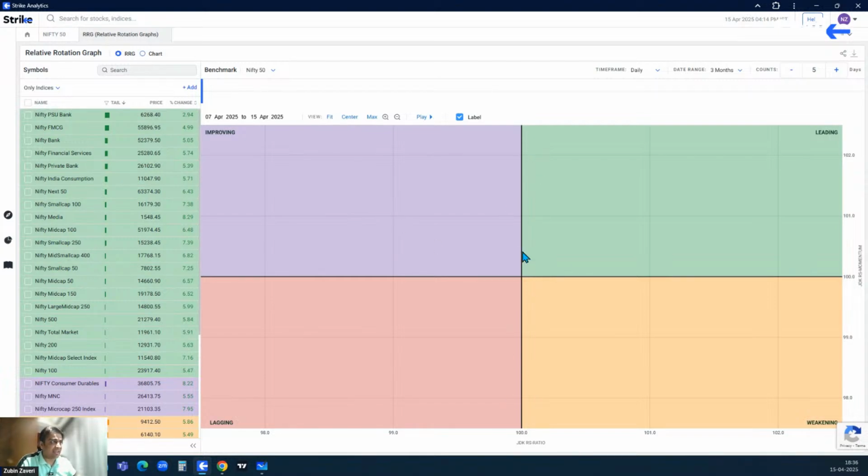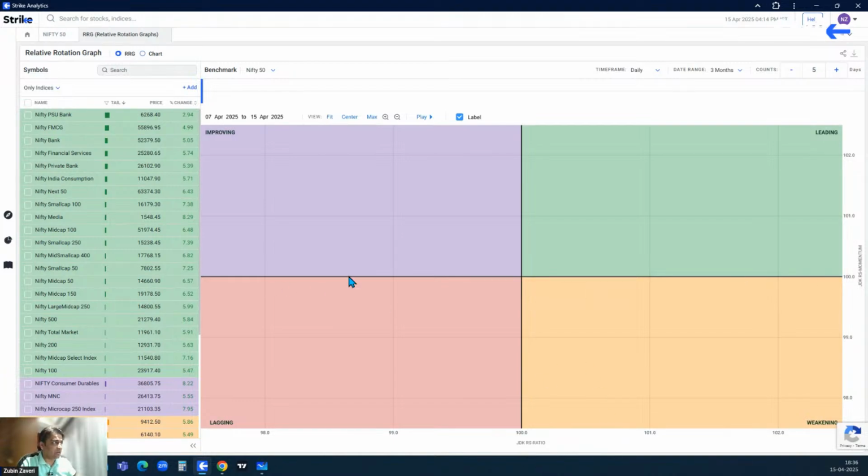So this is the y-axis. Yeah, the vertical line over here is the y-axis where momentum is being plotted. JDK meaning Julius de Kempenaer, JDK RS momentum. All right. So the momentum is plotted over here on the y-axis. In the center line, you will see it's 100. When you go above, it goes to 101, 102, 103, 104, and so on. And below it goes to 99, 98, 97, and so on.